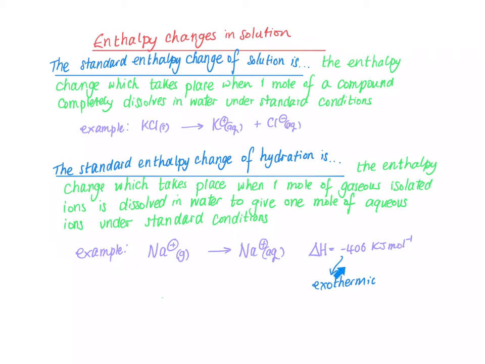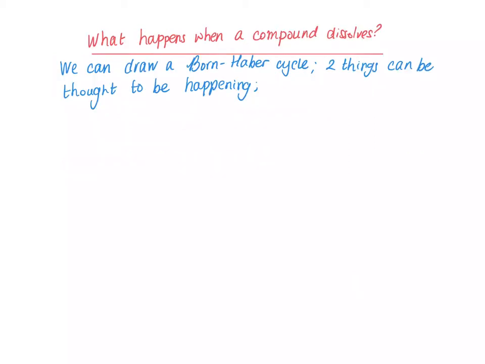You'll notice that the value of this is negative, which is exothermic, and that's because when you go from the gaseous to the aqueous, the sodium ions are making bonds with the solvent, the water molecules, and bond making is exothermic. So what happens when a compound dissolves?